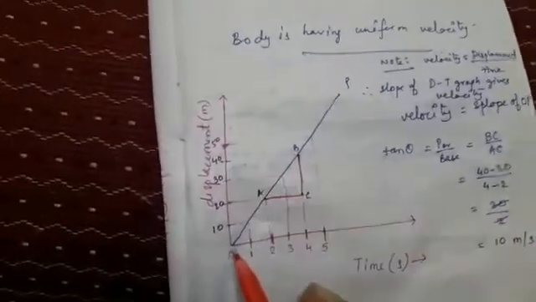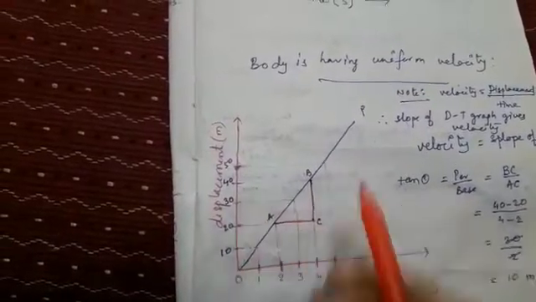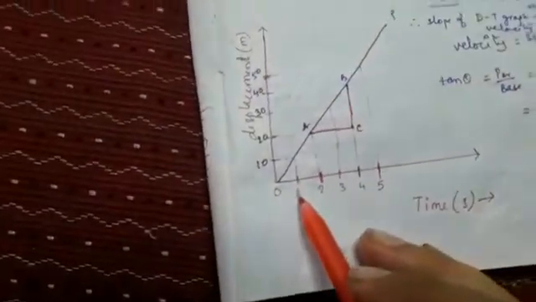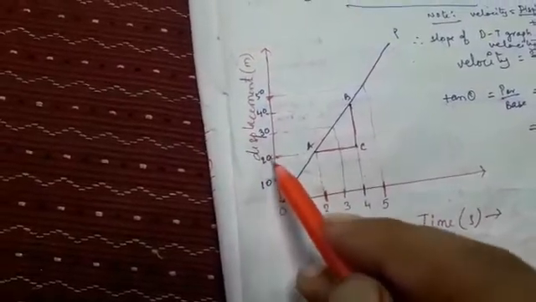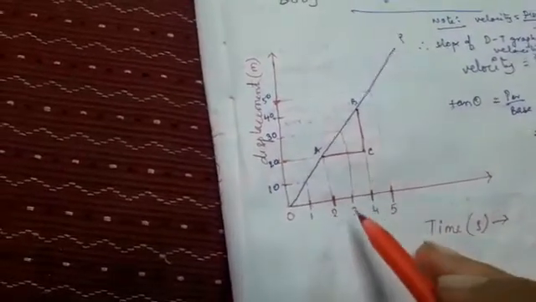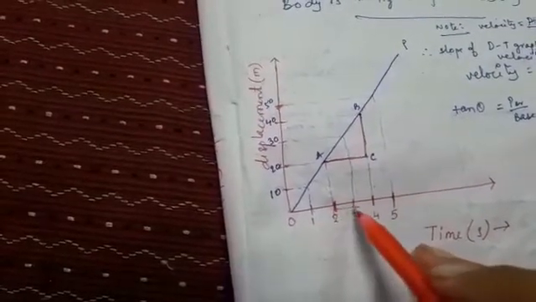Now see, in 0 to 1 second it is having a displacement of 10 meters. Again in the next 1 second, from 1 to 2 seconds, it is again having a displacement of 10 meters, that is 10 to 20. Again from 2 to 3, that is this 1 second duration, it is again having a displacement of 10 meters. So it is having equal displacement, that is 10 meters, in equal time intervals, that is 1 second.